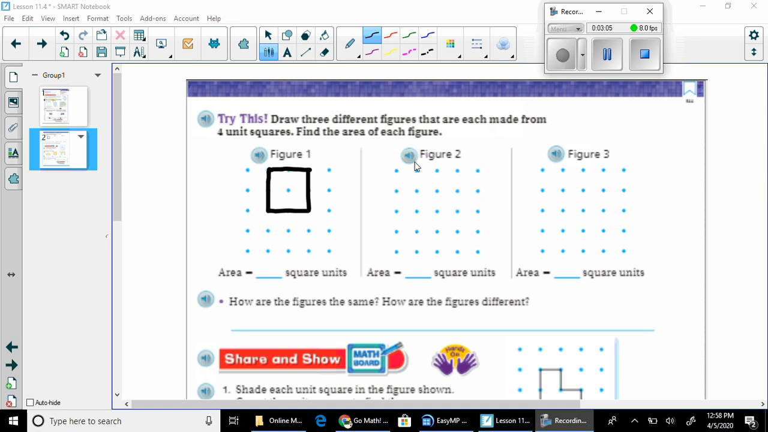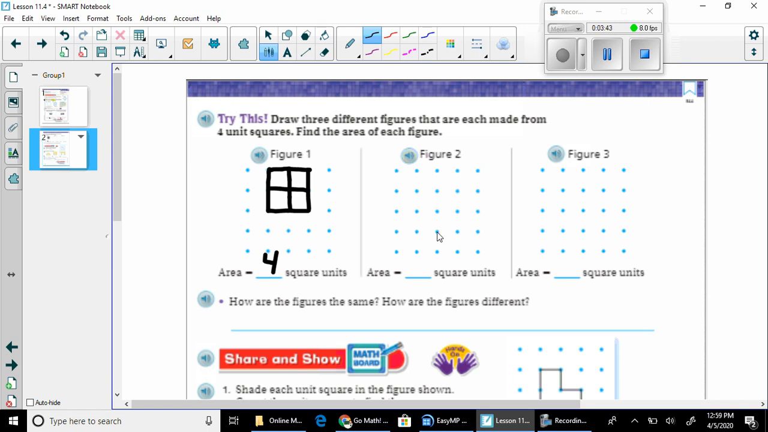All right, so I went ahead and drew a figure. Now mine may look different than yours or the same as yours. So inside of here, I'm going to show you where my 4 square units are. And 4. Okay, so figure 1 has 4 square units. So down below here, where it says area, my area is equal to 4 square units. Again, you could have chosen a different figure or a different shape. You just need to have 4 square units.